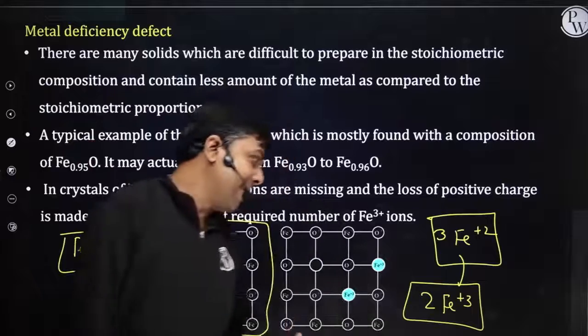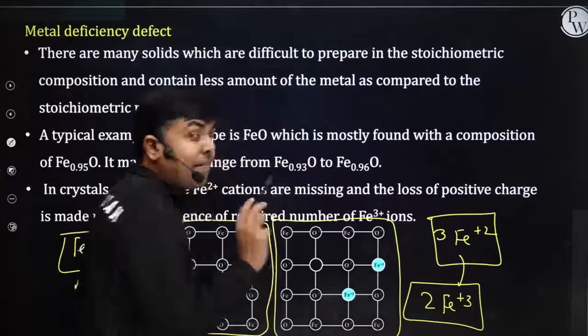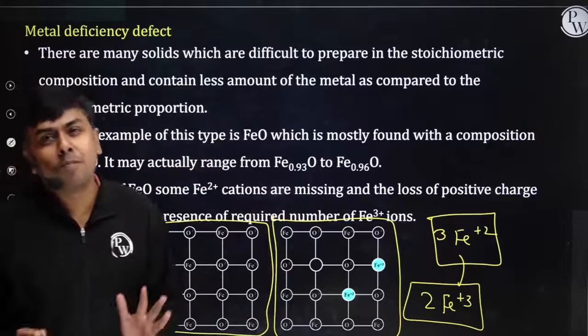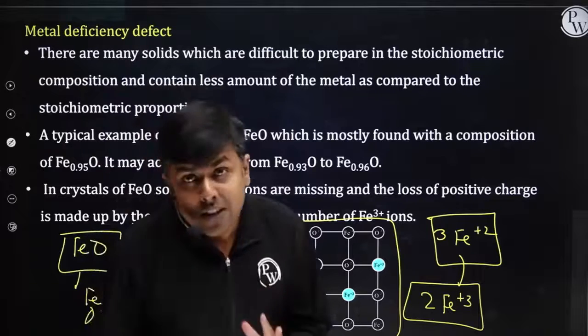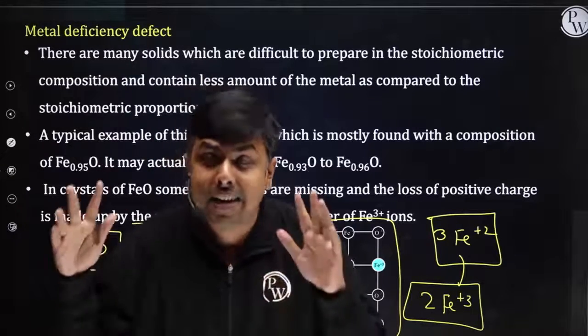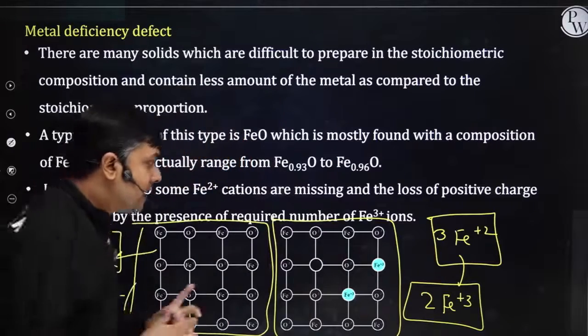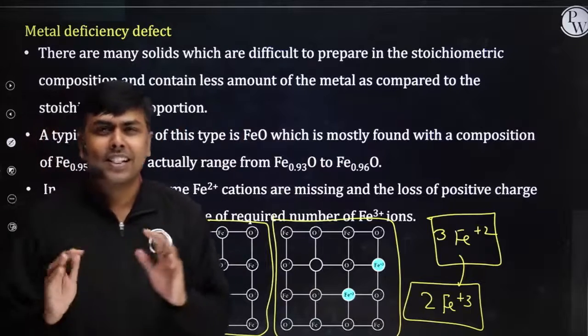So can I say here in such type of defect there is deficiency of metal cations, or deficiency of metal atoms, right? Such type of defects are only shown by the metals having variable valency. A higher valency metallic cation replaces a lower valence one. Am I clear? Let's move ahead.